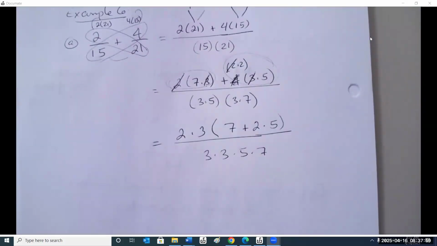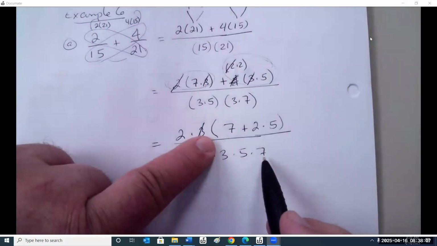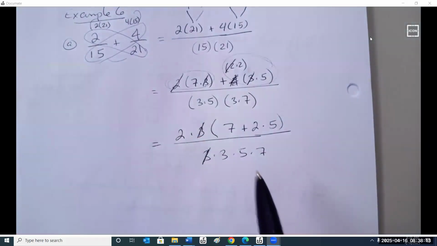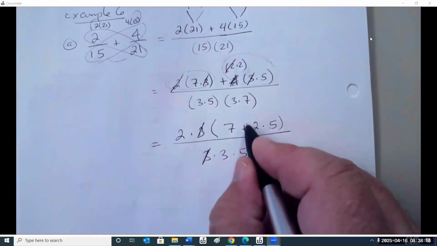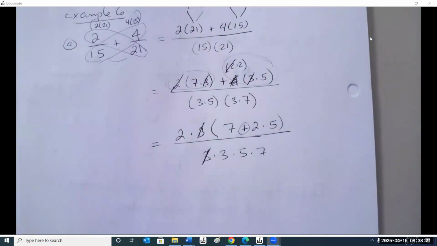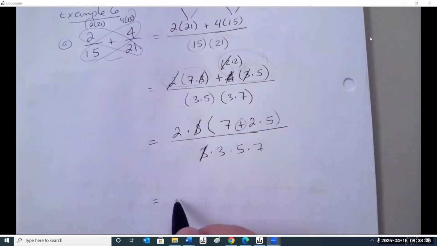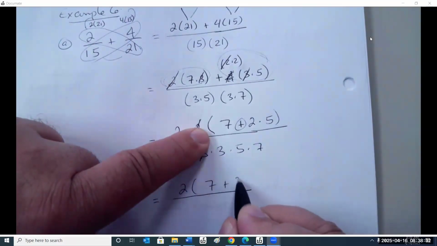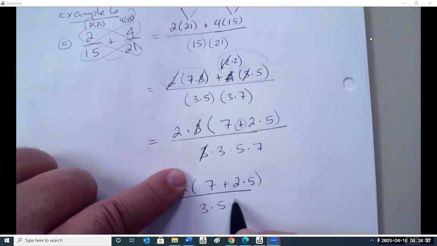Can anything cancel? Now, this 3 and this 3 cancel. Can we cancel those 7s? Well, you'll say yes, but no, there's a little bit more to it than that. Because there's a plus sign. That's why. The parentheses really mean don't do anything. It's because there's a plus sign up there. So once we finish that, what do we have left? On top, we have a 2 times (7 plus 2 times 5). On the bottom, we have a 3 times 5 times 7.